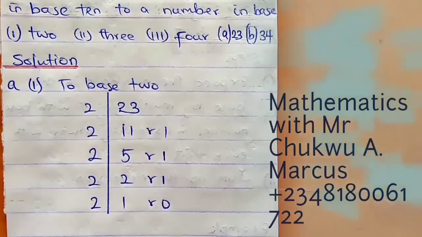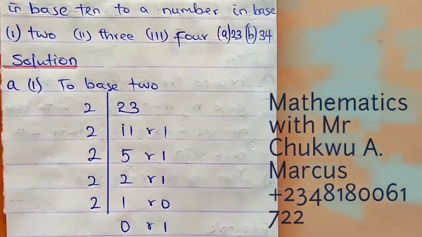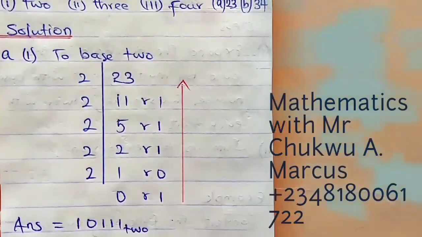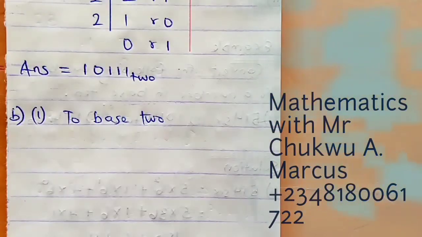Since 1 is less than 2, therefore we take 1 as the remainder and say that the value is now 0. Nothing left. From this, our answer will start from this and end here. That is to say, 23 in base 10 is the same thing as 10111 in base 2. Let's try 34. We are still using 2 to divide.